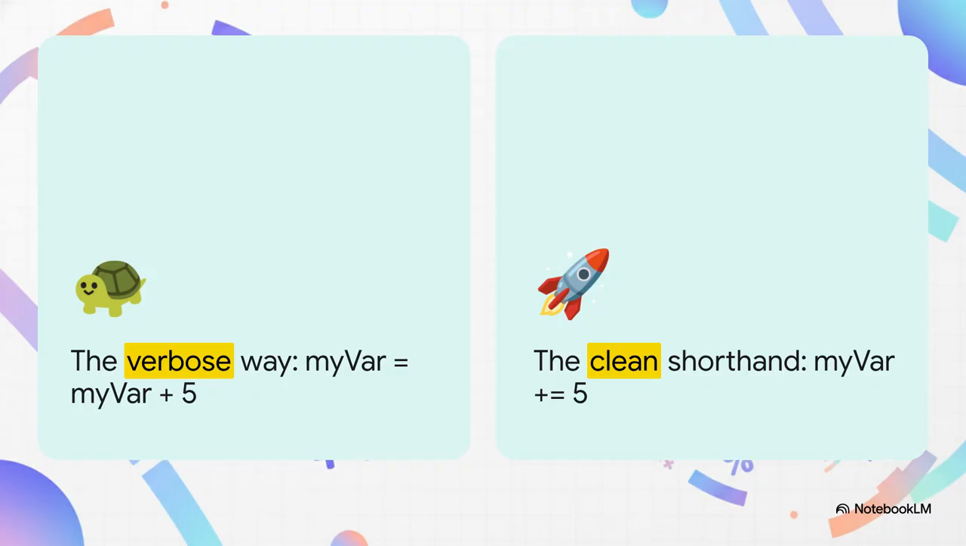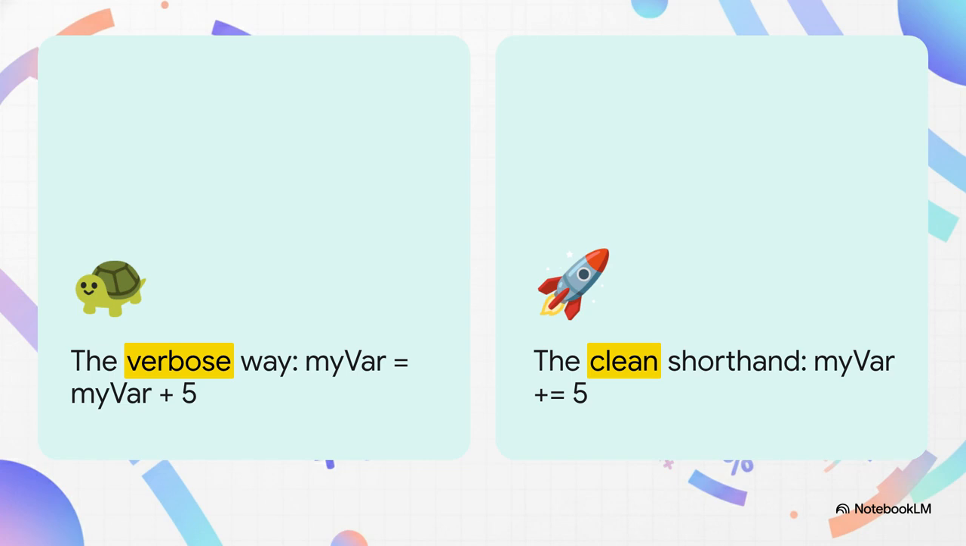Picture what we might call the clunky old way of updating a variable. You declare myVar, and then when you want to add 5 to it, you literally have to spell it out for the JavaScript engine. You say, take my variable, make it equal to its current self, and then add 5. I mean, it works, sure, but it is so repetitive.